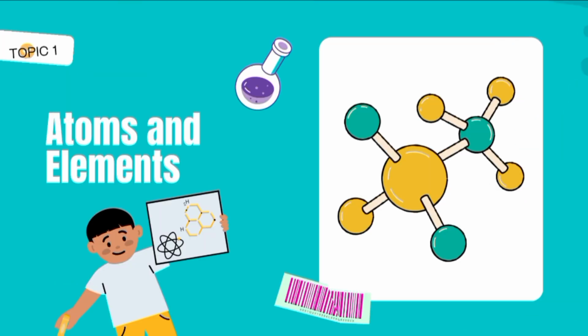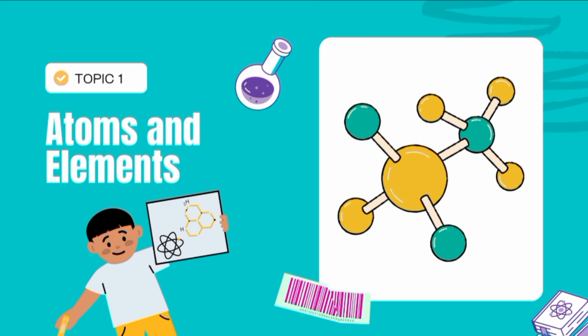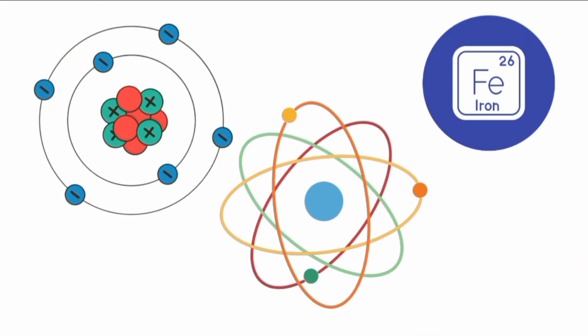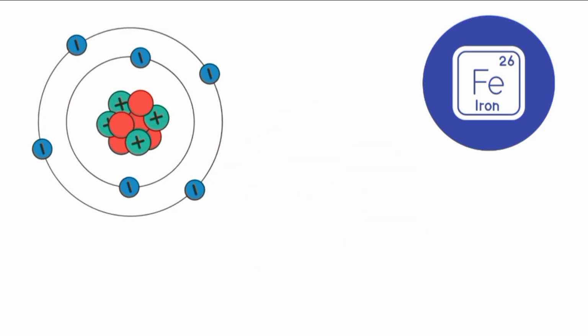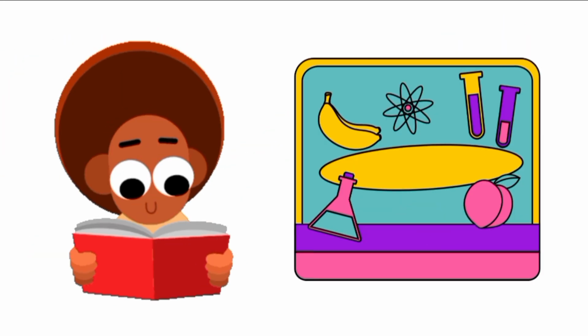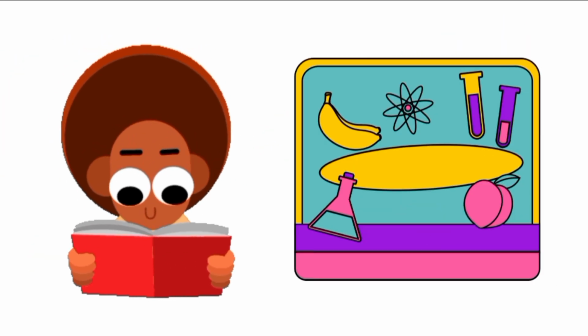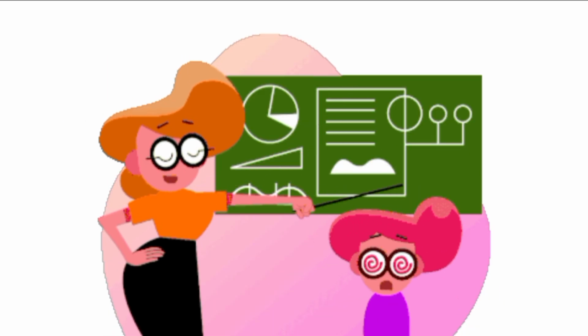An atom is the smallest unit of matter. It has a nucleus with protons and neutrons, and electrons move around it. Atoms make up everything around us. Different atoms form elements. When atoms join, they make molecules.